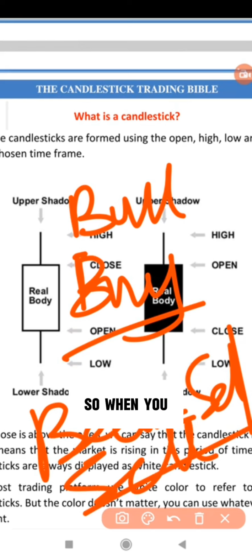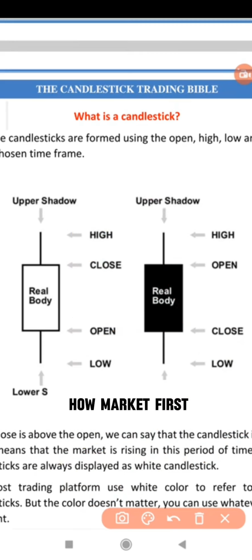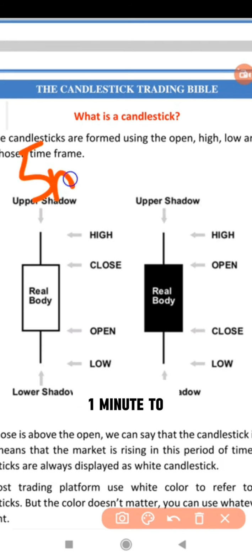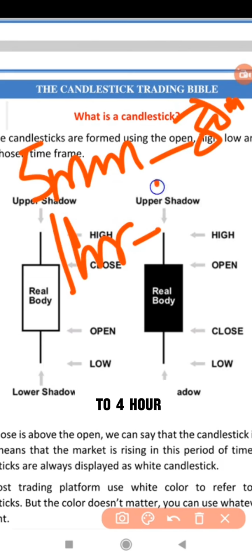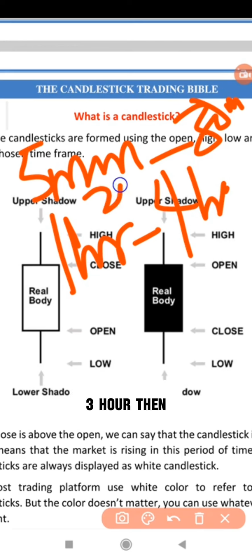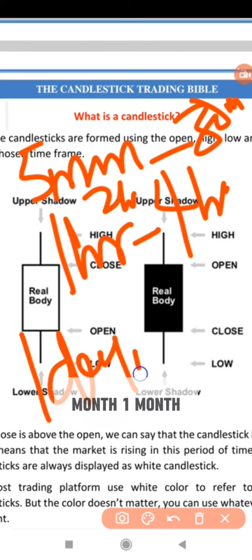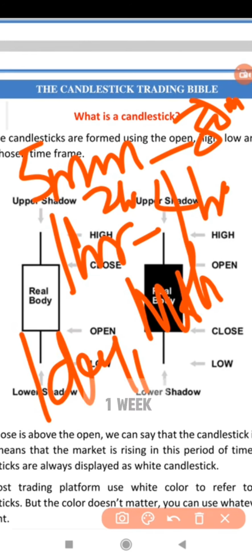Okay, so when you understand these two concepts, it gives you an idea of how the market works, because first of all, know where the market is going. When you know where the market is going, you will know who is in the market at every particular point in time. If you use a shorter time frame, I told you, short time frames are 1 minute, 5 minutes to 30 minutes. Medium time frame is 1 hour to 4 hours: 1 hour, 2 hours, 3 hours. Then larger time frame is 1 day, 1 week, 1 month.